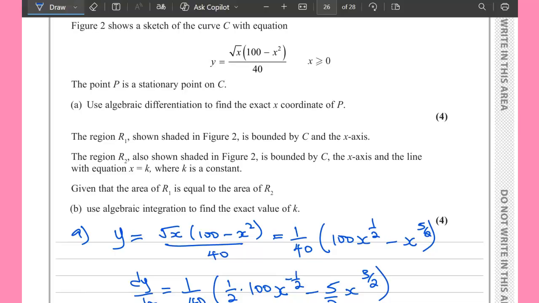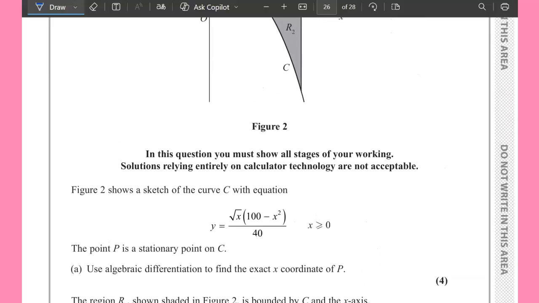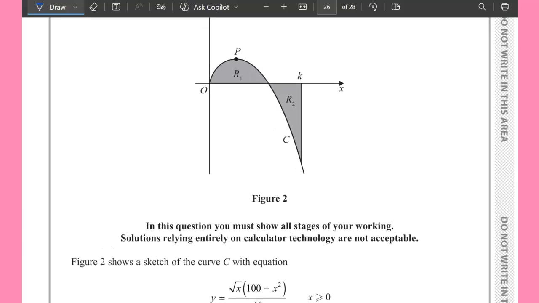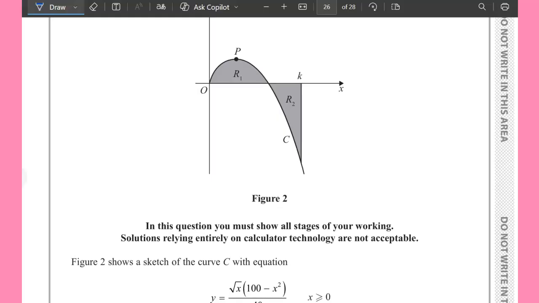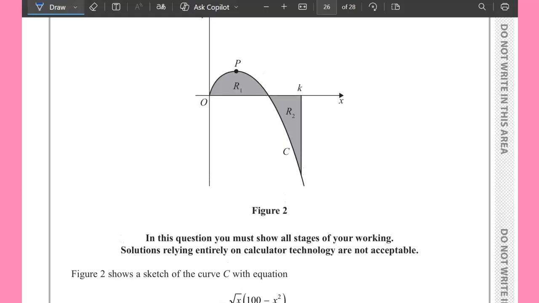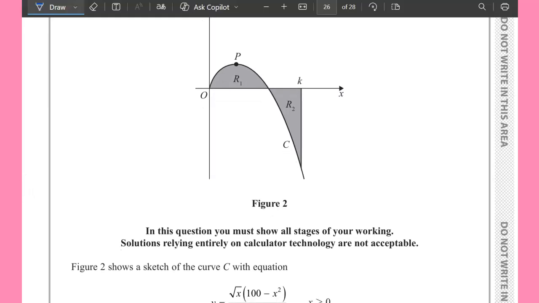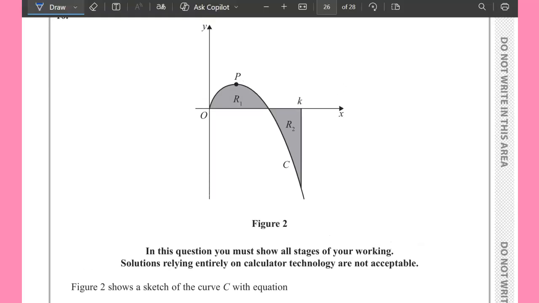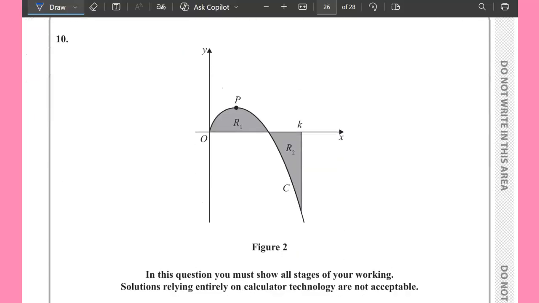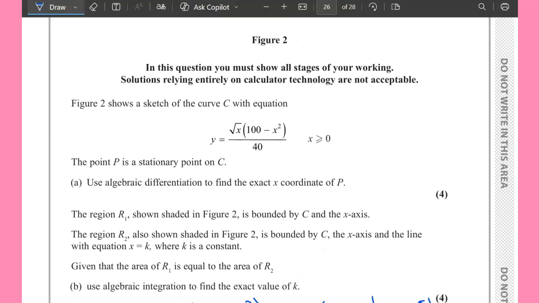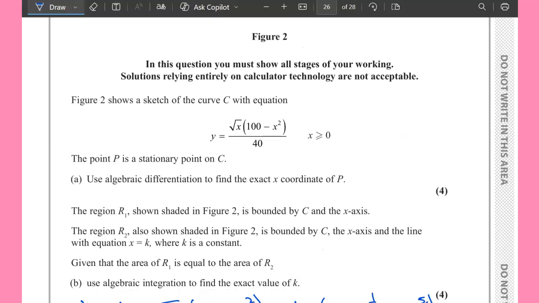Something quite interesting that we can note here is that the curve crosses the x-axis where y is equal to 0, and also since x is greater than or equal to 0, it implies that... let's look at this.